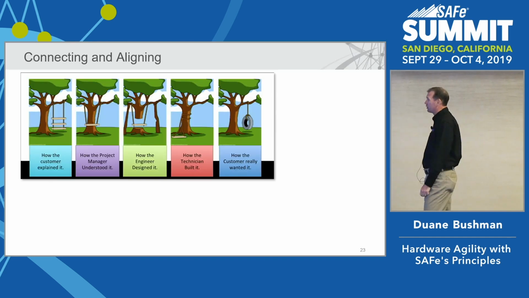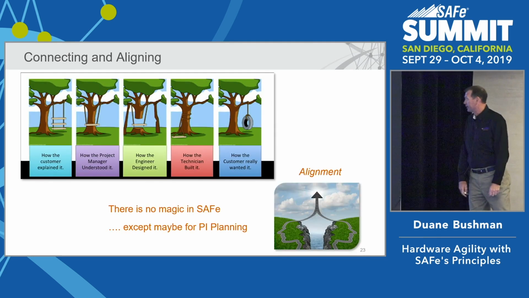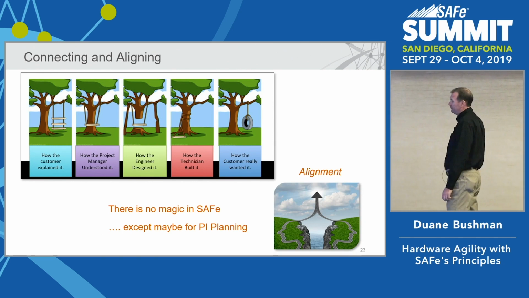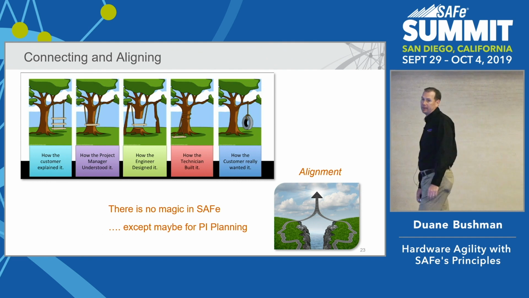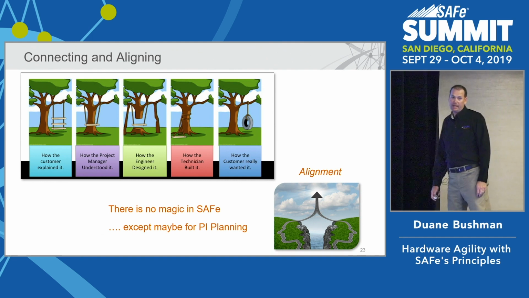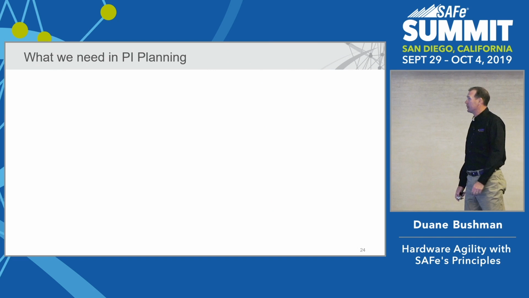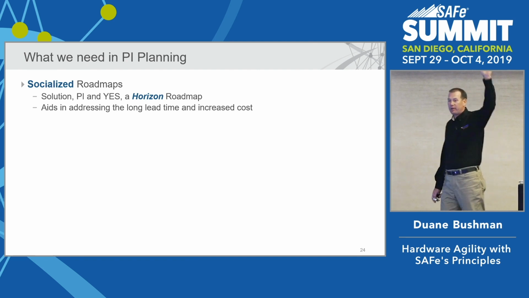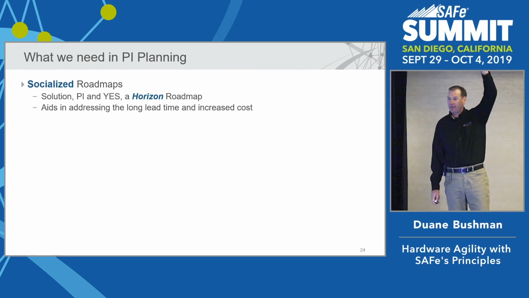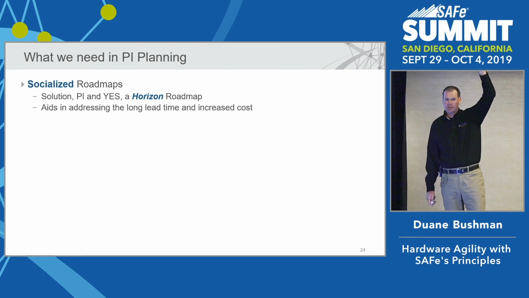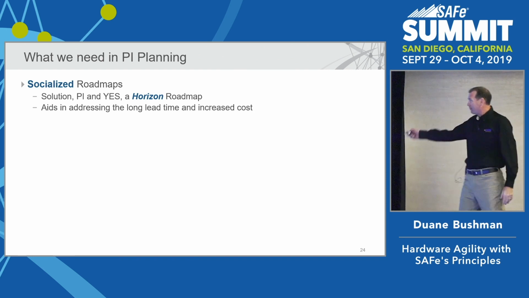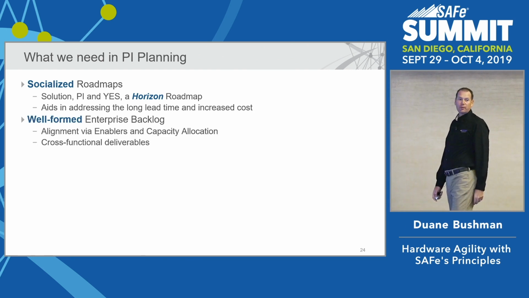All right, PI planning and incremental delivery. Just a fun little sketch there. You've heard Dean say this. There is no magic except maybe for PI planning. And the key here is alignment. The key is alignment. So as we look at this, what do we need? Hey, how about socialized roadmaps? We must know where we're going. Has anyone gone into PI planning without understanding the path, but been told how long is it going to take for you to get there? What? That happens. How about a well-formed enterprise backlog?